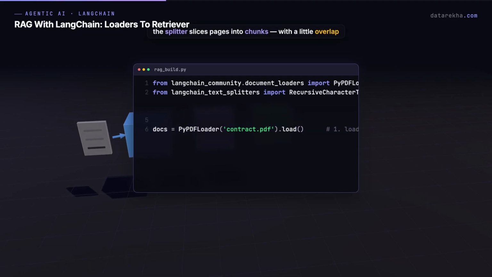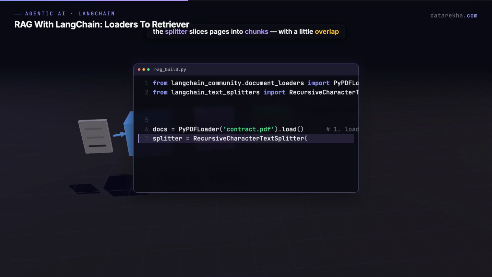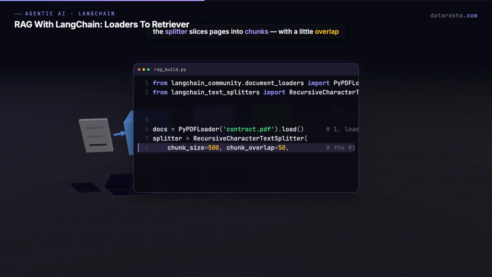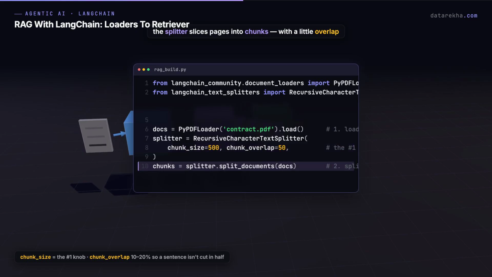Second beat, the splitter, because a document per page is almost always too big to embed. RecursiveCharacterTextSplitter is the workhorse. It tries to split on a list of separators in order: paragraph, line, space, falling back as needed. You set chunk size, the single most important RAG knob, and chunk overlap, usually 10 to 20%, so a key sentence is not sliced in half at a boundary. Call split documents and your pages become a longer list of bite-sized chunks.